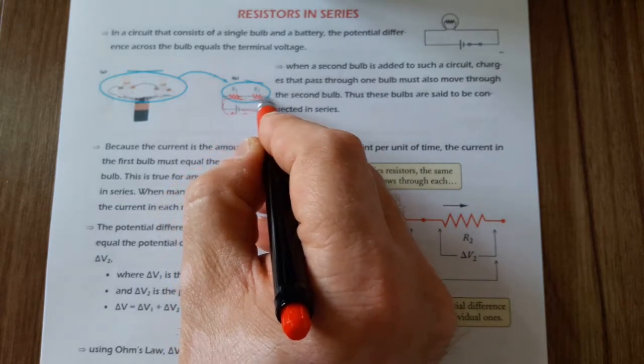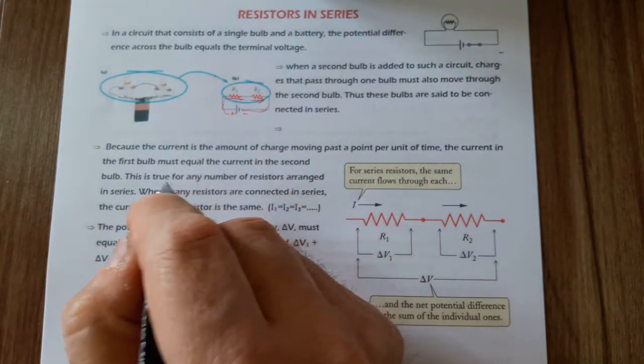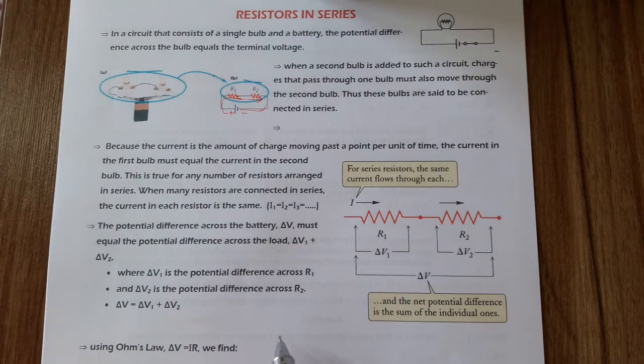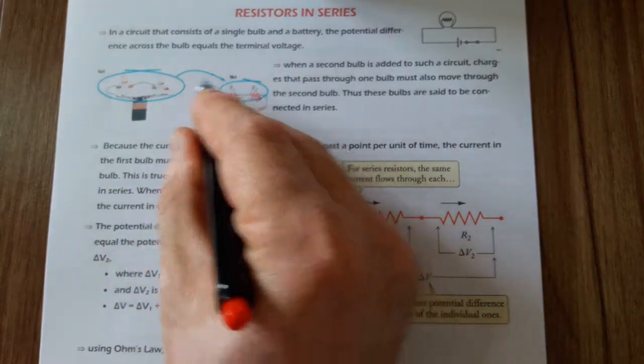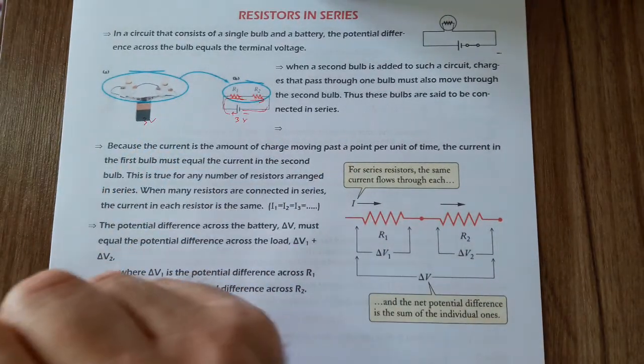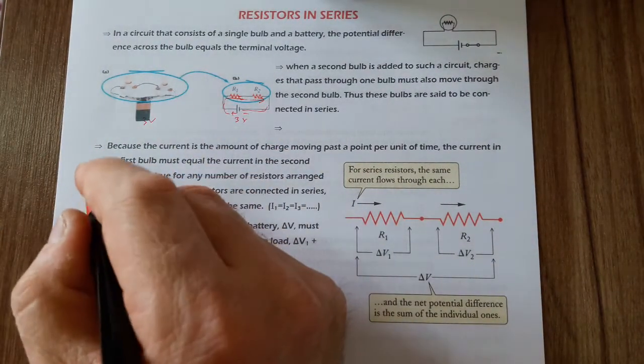So in series connections, electric currents are equal. That is the very important point. Why? The same amount of charge flows through R1 and also R2. In series connection, electric currents are equal.